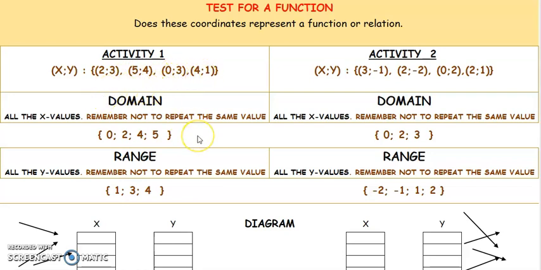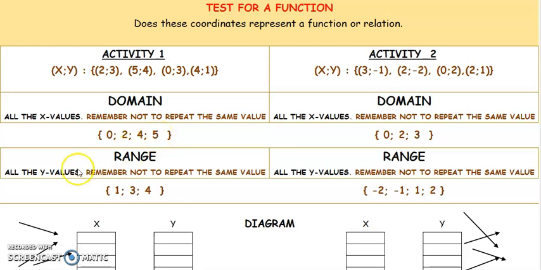Given here are four coordinates: 2 and 3, 5 and 4, 0 and 3, 4 and 1. The first thing we need to identify is the domain and the range for these coordinates. Keep in mind that your coordinates are written in the sequence x and y. So every first value in your coordinate will be an x value and every second number will be a y value. My domain will be all my x values, and please remember not to repeat the same value. So if I look at my x values, I have 2, 5, 0 and 4. None of these are the same, so you write them out as is, but in ascending order. So that's 0, 2, 4 and 5.